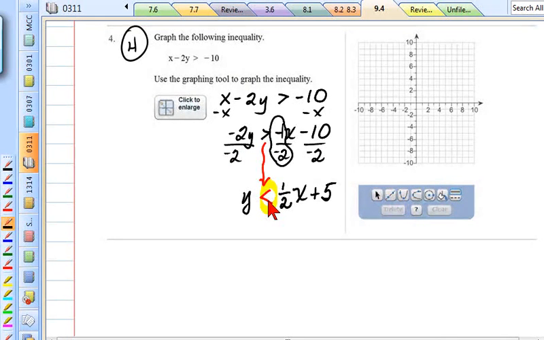All right, everything we ever wanted to know about this. It has just less than. Is that going to be a dotted or a solid line? Dotted. It says less than. Will that be above or below the dotted line? It will be below.